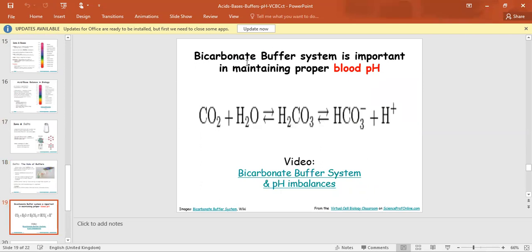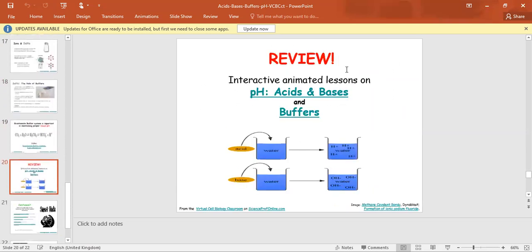The bicarbonate buffer system is important in maintaining proper blood pH. Interactive animated lessons on acids, bases and buffers. Acid in water dissociates in water. Base in water gives OH minus.